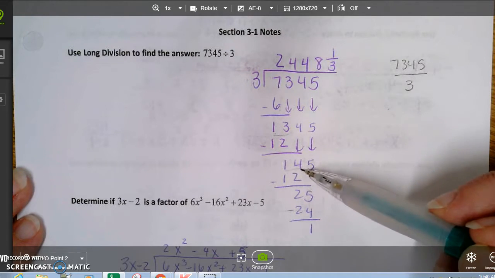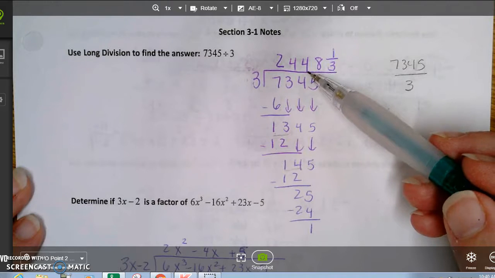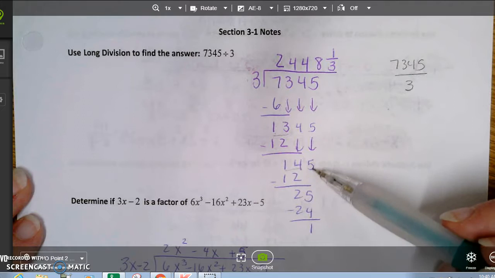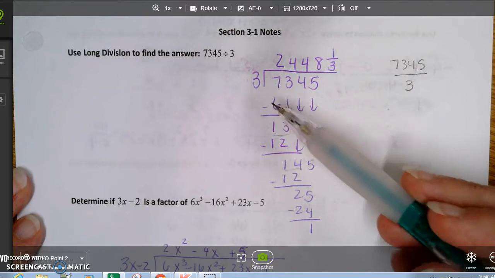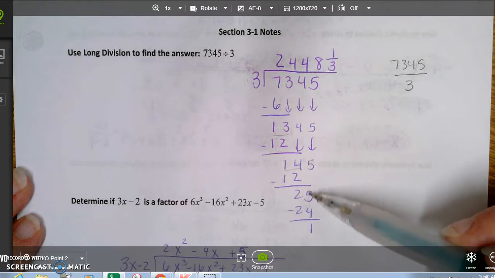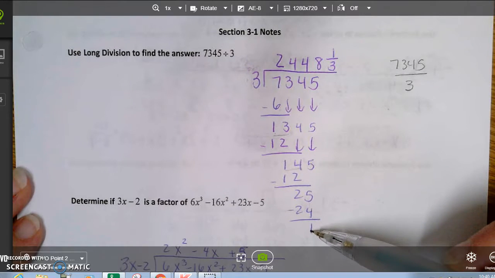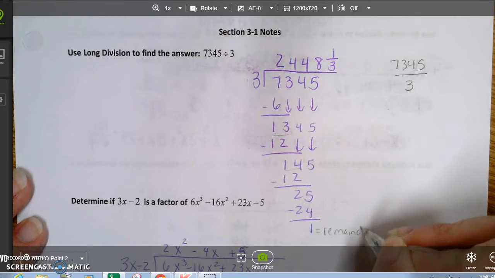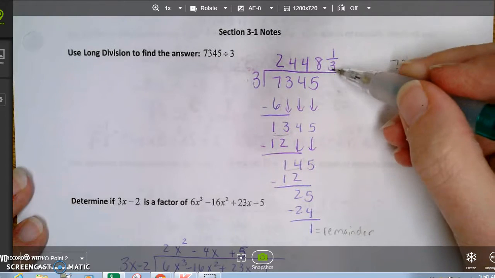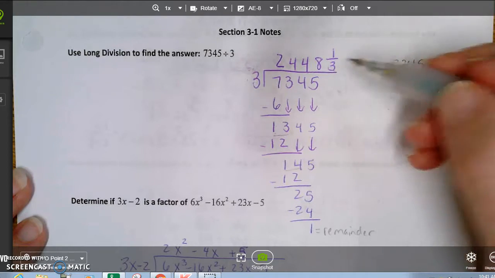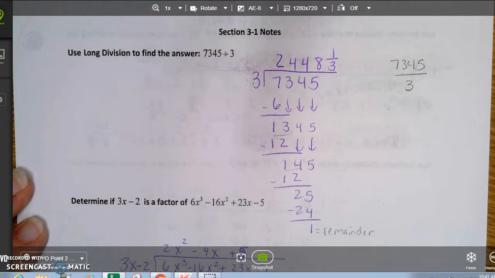Again, we're looking at the first two numbers. 3 goes into 14 4 times. 3 times 4 is 12. Subtract that and you get 2. Carry down the 5. 3 goes into 25 8 times. That's 24. Subtract those two, you get 1. Now we're not going to be dealing with decimals, so this is our remainder. So when we write the remainder, we write the remainder as 1 over 3. So 1 over whatever we're dividing by. So in this case, that is our answer to the problem.